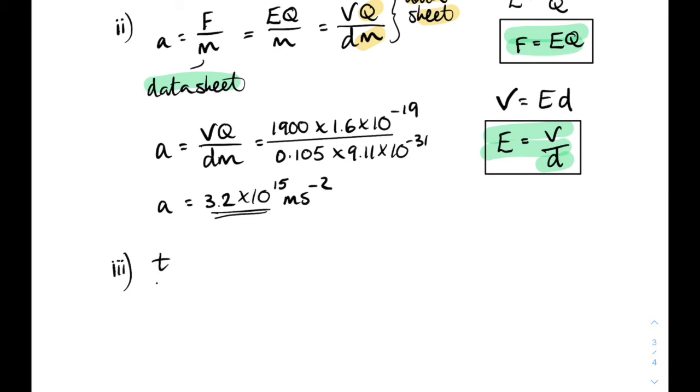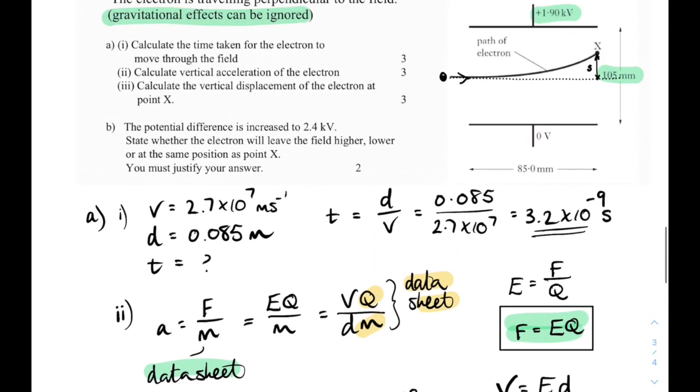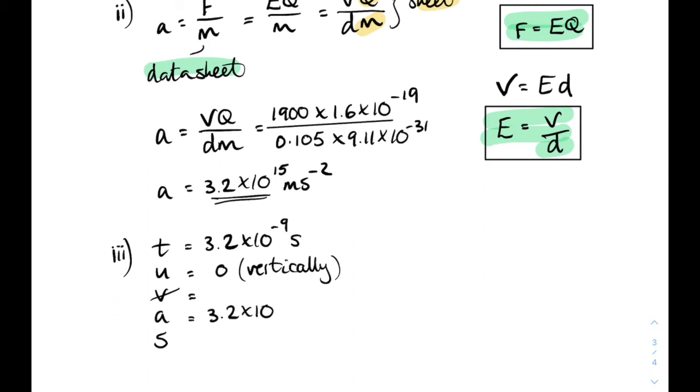It's a SUVAT question. So, SUVAT: we know the time that it took to move through the field. We worked that out in part A, 3.2 times 10 to the minus 9 seconds. The initial vertical speed of the electron is 0 because it was only moving horizontally. So vertically its initial speed is 0. We're not interested in its final speed. The acceleration we've also just worked out, 3.2 times 10 to 15 meters per second squared. And it's s that we're interested in.